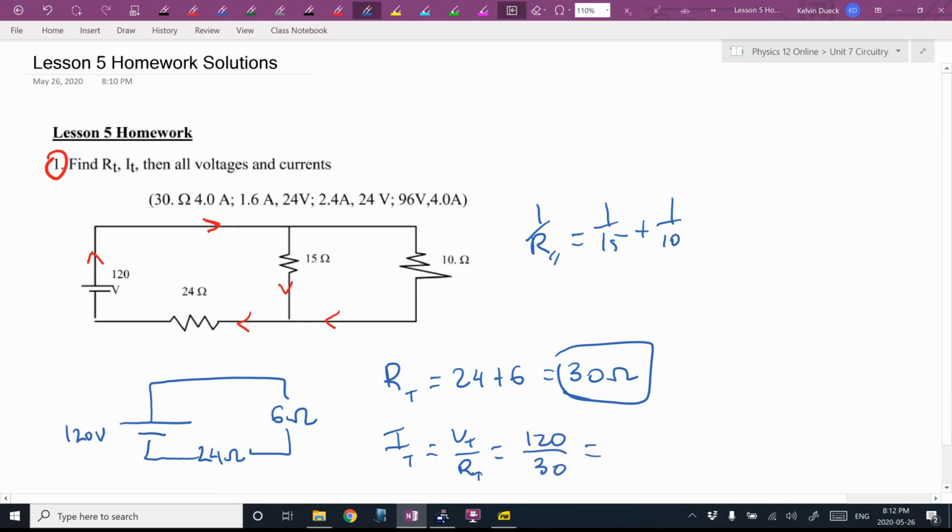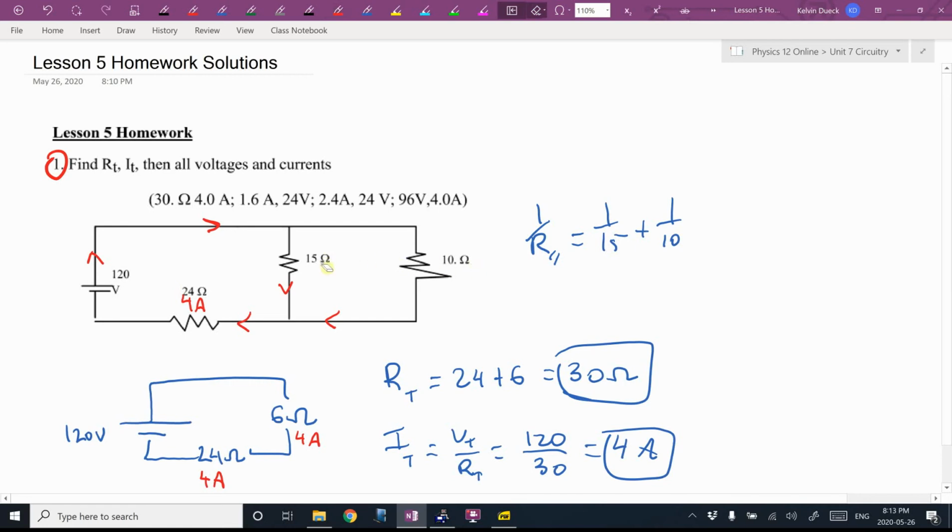And I can tell you that I total is going to be V total over R total, which is going to be, I can do this one in my head. I think it's going to be 4 amps. Now that I have I total, the question's going to fall apart. So here's what that means. It means that there's 4 amps going through here, 4 amps going through here. It means there's 4 amps going through here. It doesn't mean there's 4 amps going through each of these.